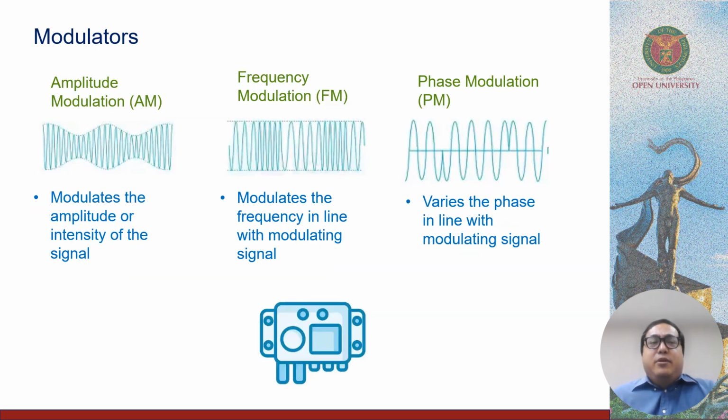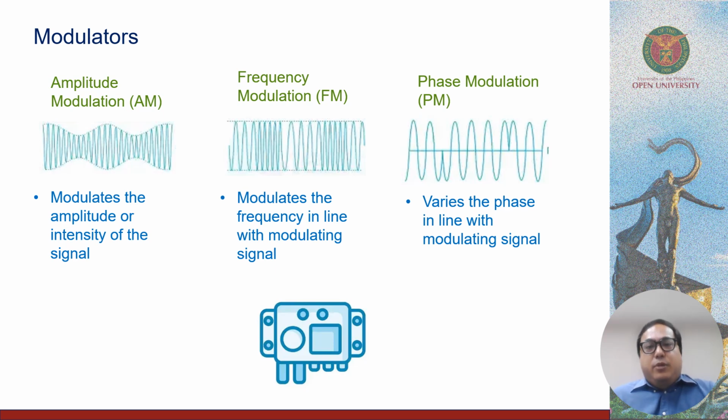I'll be discussing, of course, some of the types of modulators which are needed in order for the audio signal to be transmitted at a large range. It can either be through an amplitude modulation, where it is shown on screen the type of waves that it produces, wherein it modulates the amplitude or intensity of the signal.